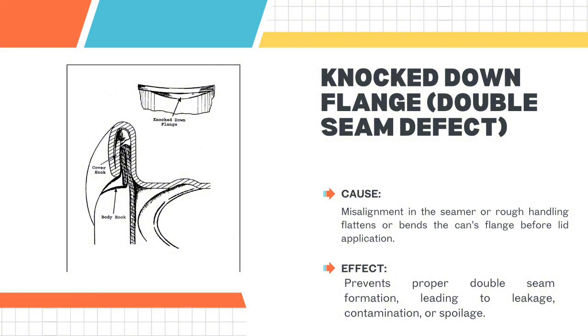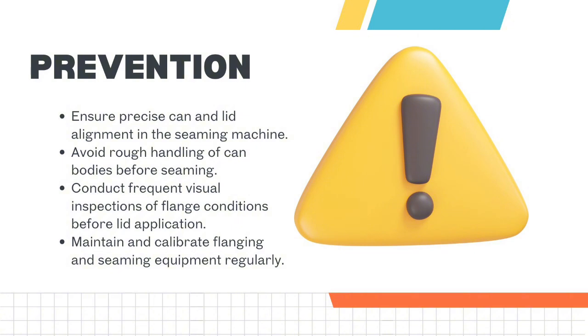The effect of this is serious, as a bent flange can prevent a proper double seam from forming. This compromises the can's seal and increases the risk of leakage. Also, microbial contamination or spoilage of the product. To prevent this defect, manufacturers should ensure proper alignment in the seaming process, handle cans gently during production, and inspect flanges before lid application. A small bend can result in big problems if it goes unnoticed.